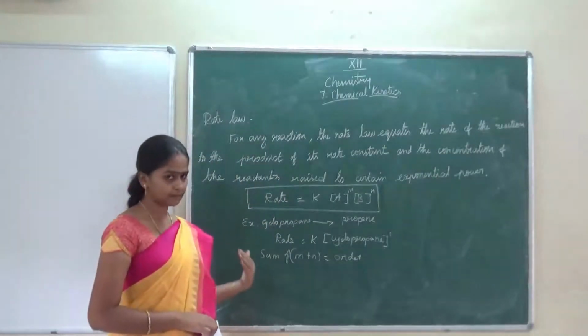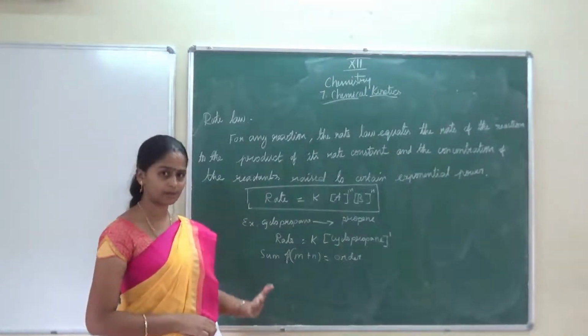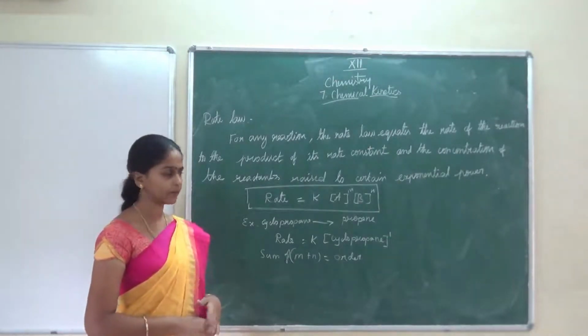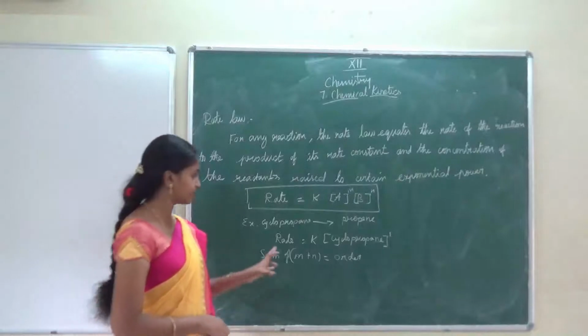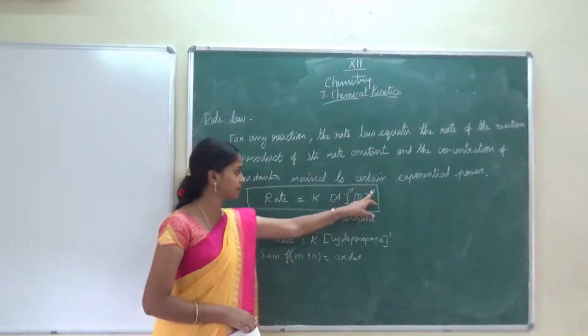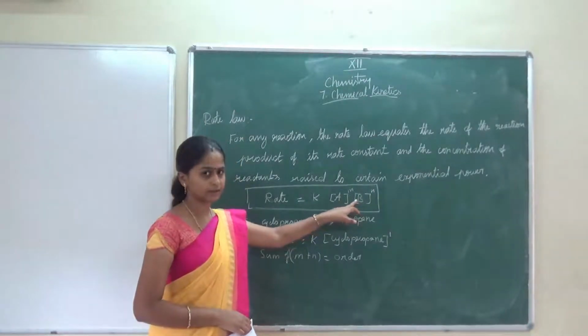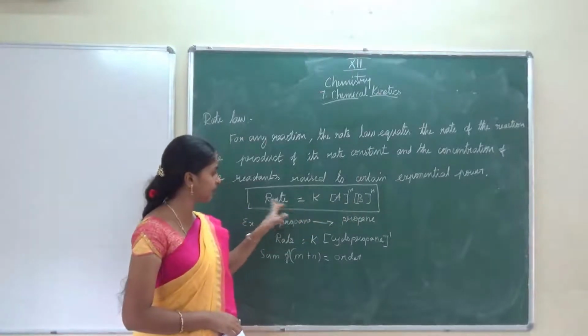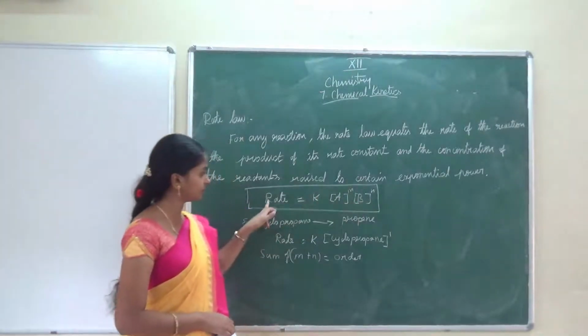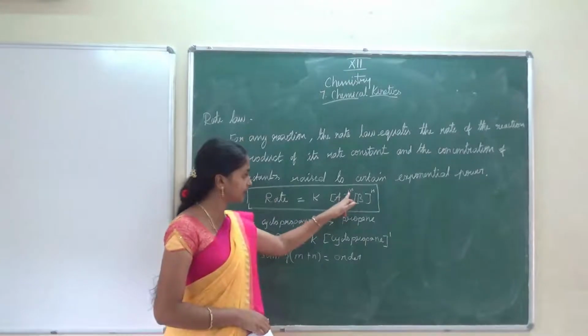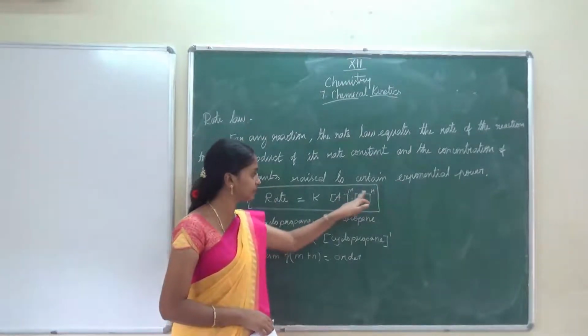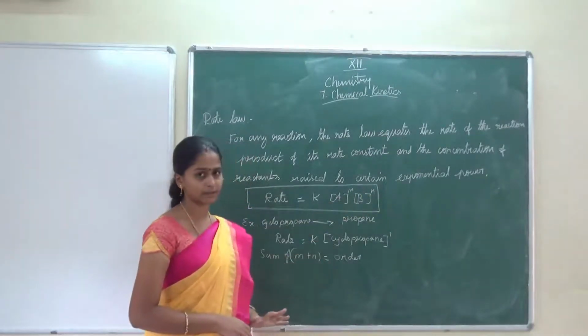In this lesson, the next step we are going to learn is the order of the reaction. Order is nothing but the sum of the powers of the concentrations present in the rate law equation. When we add these exponential powers in the rate law equation, that is called the order of the reaction.